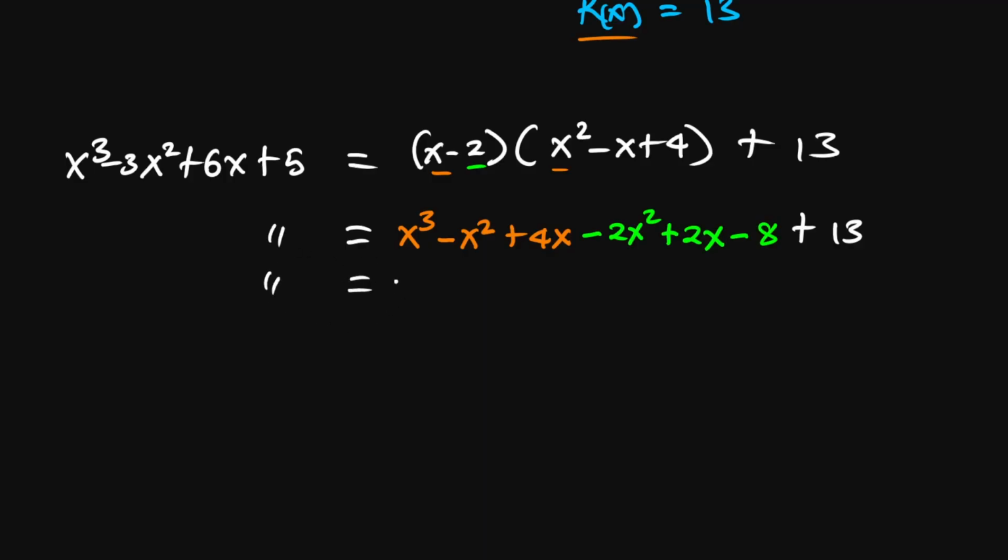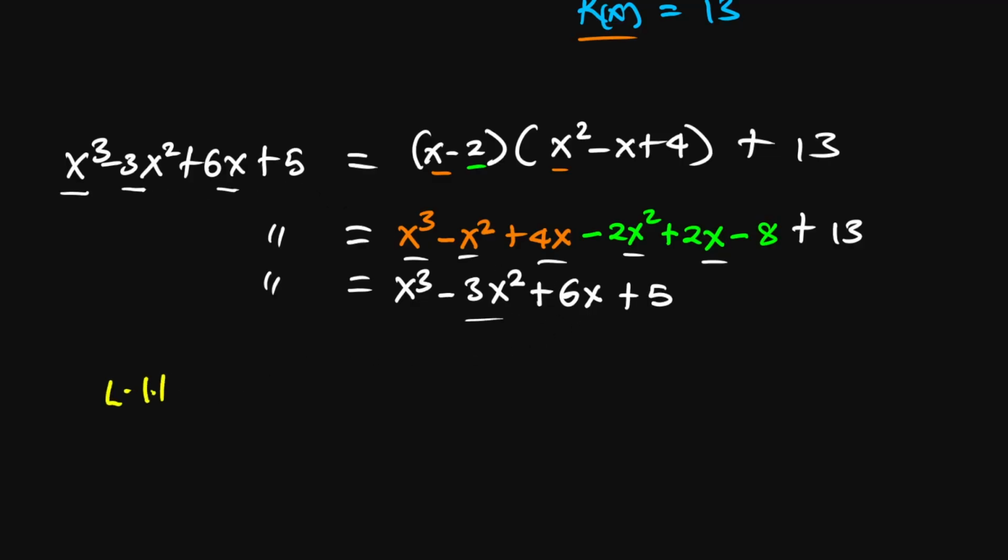This is the same and this is the same. So we only have one x cubed, so we have x cubed. x squared and x squared, we get negative 3x squared. x to power 1 and x to power 1, we get positive 6x. Then also constants, negative 8 and 13, we get plus 5. Since we have x cubed minus 3x squared plus 6x plus 5, which is the same as this, the left hand side equals the right hand side. So our solution is correct.